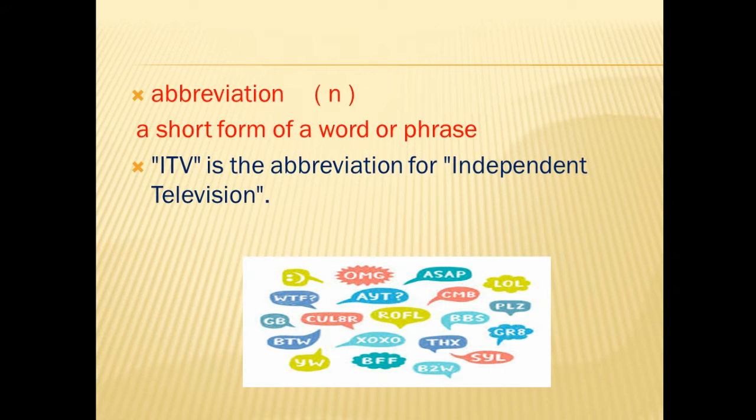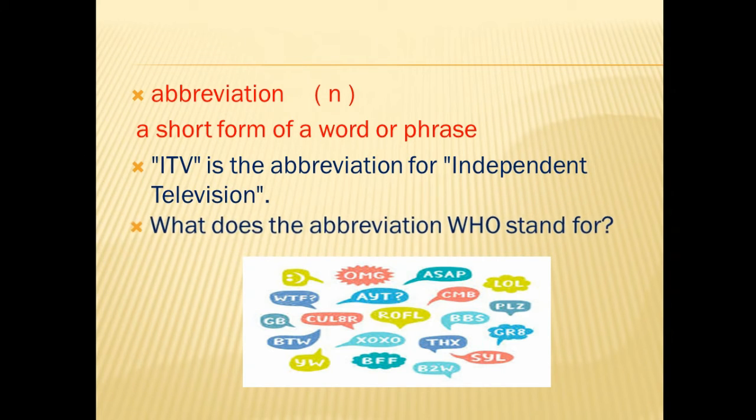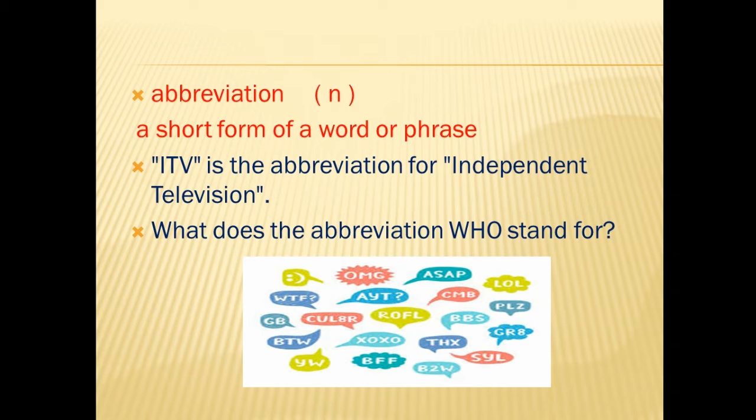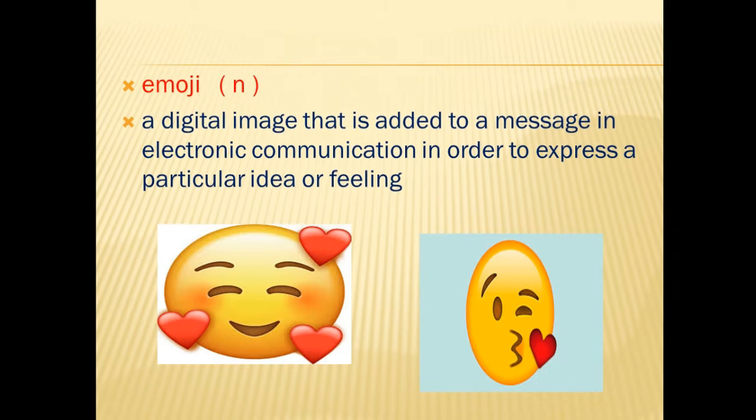ITV is the abbreviation for Independent Television. Another example, what does the abbreviation WHO stand for? Do you know? W, World Health Organization. Good job, well done. Emoji. Emoji, a digital image that is added to a message in electronic communication in order to express a particular idea or feeling. We all use emojis nowadays.